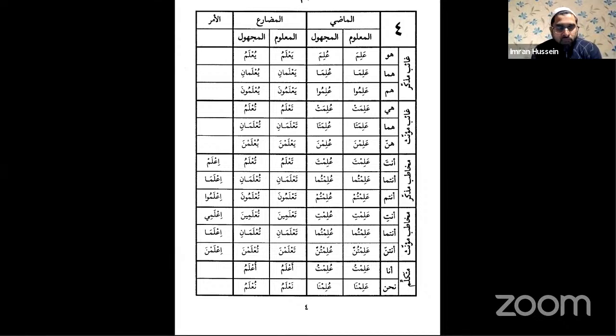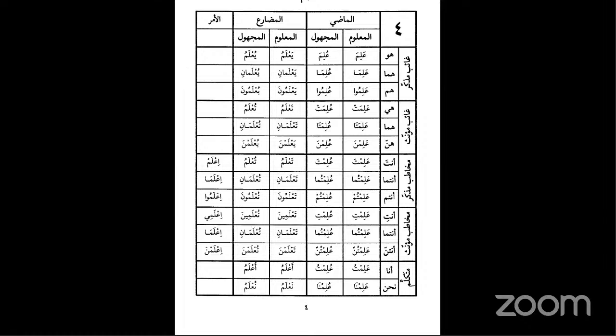Correct. Fahimat, she understood. Fahimata, they both female understood. Fahimna, they all female understood. Fahimta, you male understood. Fahimtuma, you both male understood. Fahimtum, you all understood. Fahimti, you female understood. Fahimtuma, you both female understood. Fahimtuna, you all understood. Fahimtu, I understood. Fahimna, we all understood. Excellent.